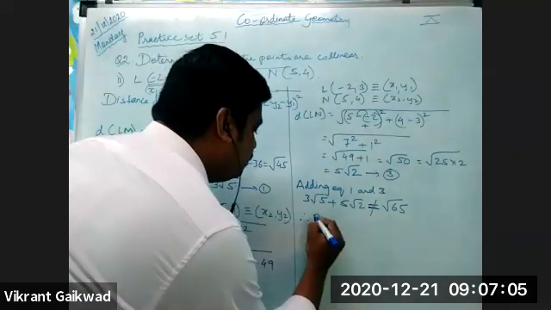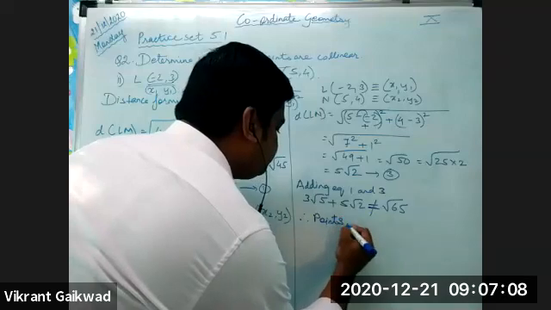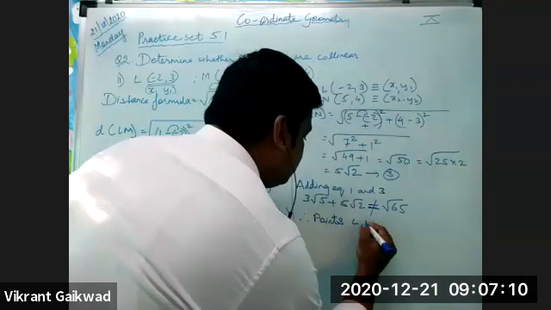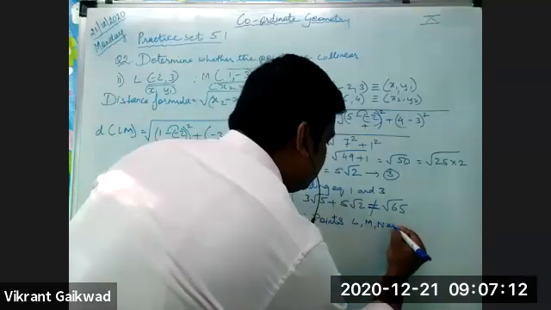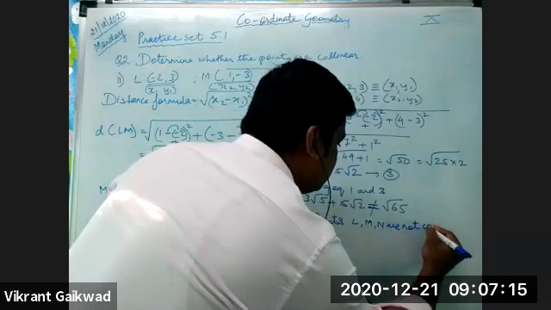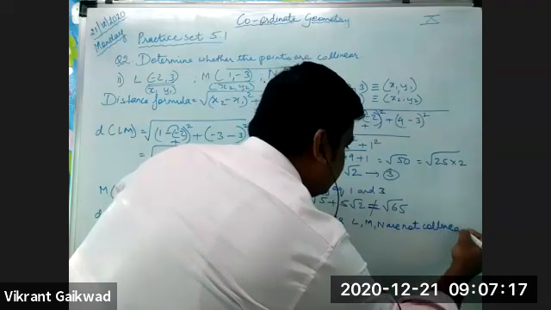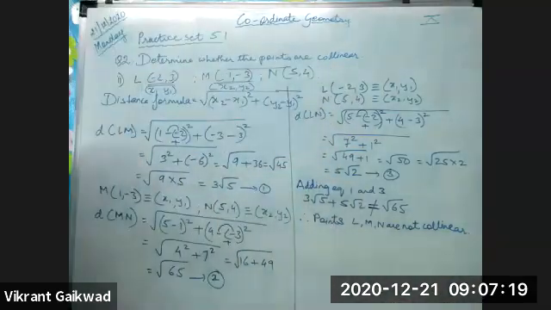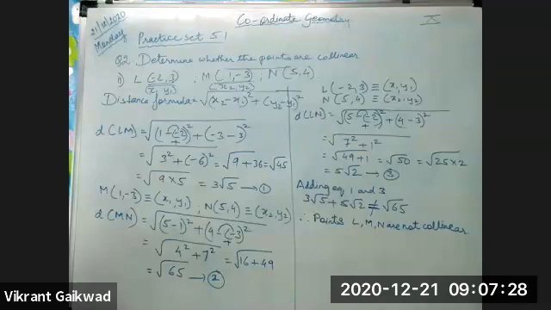So therefore, points L, M, N are not collinear. Is this understood by all the students? Is it understood by all the students what we have done exactly? Is this clear to all the students? You all can remove the screenshot of this so that we'll move ahead to the next question.